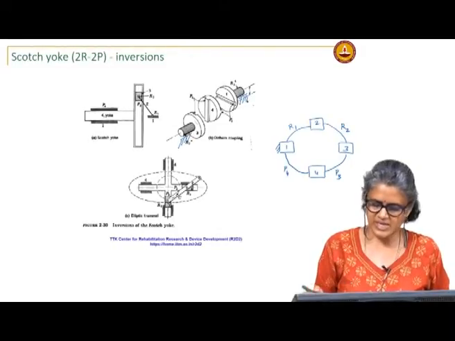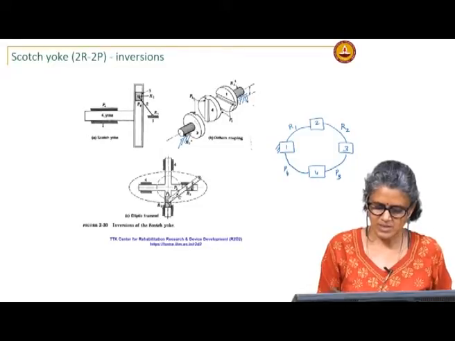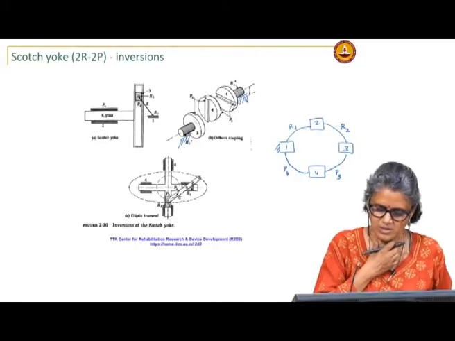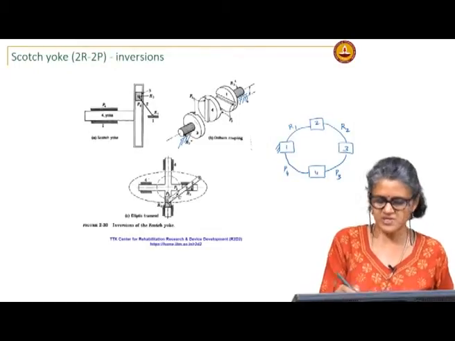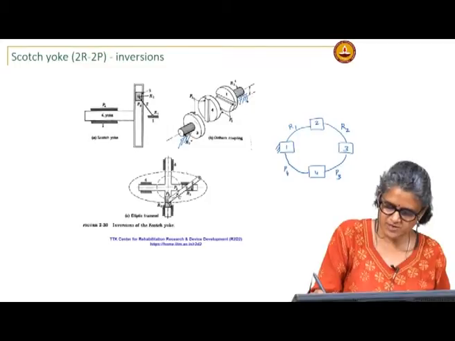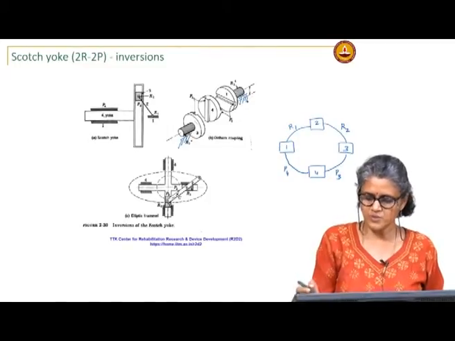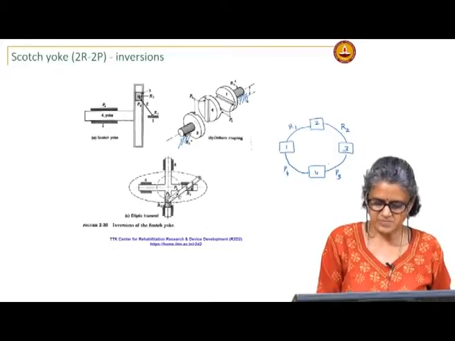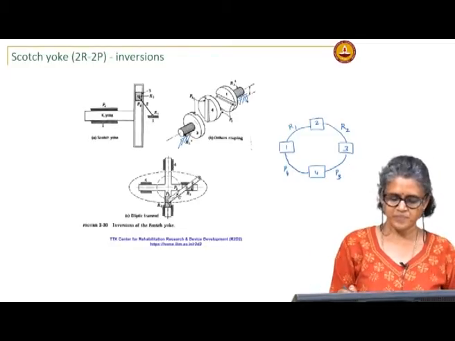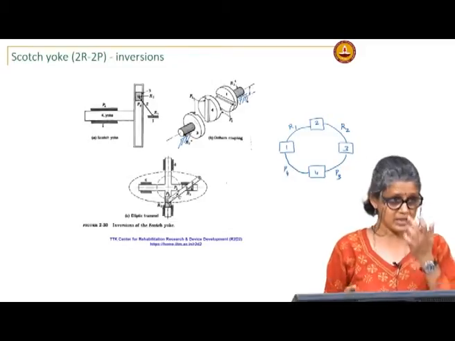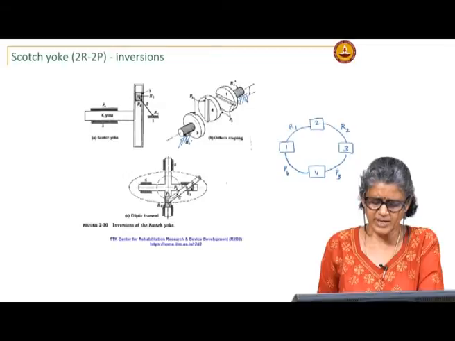In this inversion, link 4 is fixed. Between 4 and 3 is a prismatic joint, between 2 and 3 is a revolute, and between 1 and 2 is again a revolute joint. So, this is called an elliptic trammel, and you can see that this point traces an ellipse.